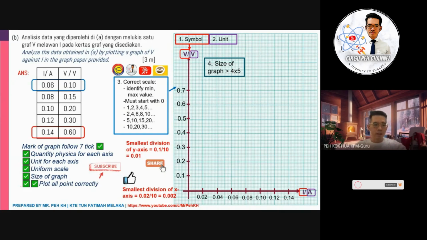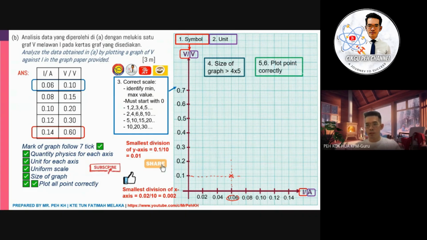Okay, then another 2 ticks here will be for plotting all points correctly. You see we have 5 points, so you must plot all 5 points correctly, and you get another 2 ticks here. The first is 0.06 and 0.10. This experiment data is quite easy to plot because it is straightforward, so 0.06 and 0.1 will be here. So our first point will be here. So plotting the 5 points correctly earns the 5th and 6th ticks.